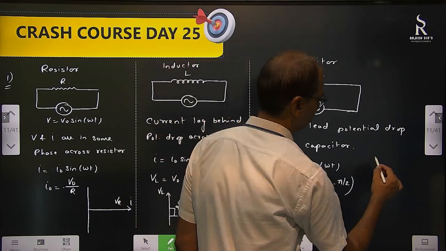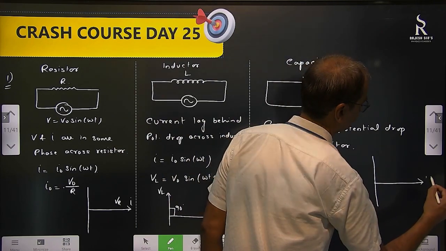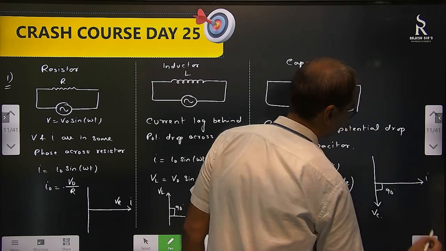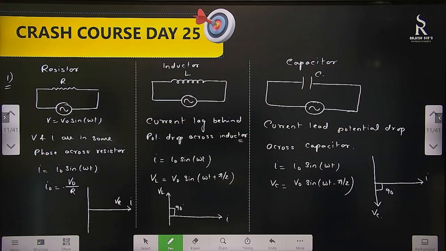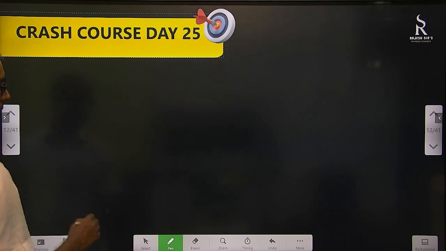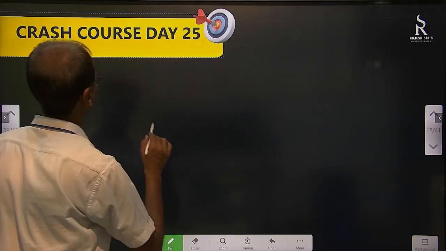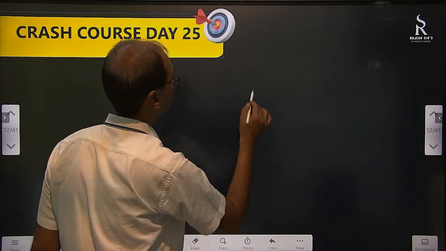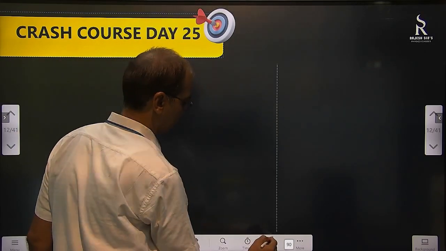Its graph will be, here is I and here is VC. This is 90 degrees. So the phasor diagram is like this. We saw that all three, resistor, inductor and capacitor, all three phasor diagrams I have made for you. Now what we can do is make all three again separately. Here is resistor, here we'll do it for inductor and then we'll go for capacitor.